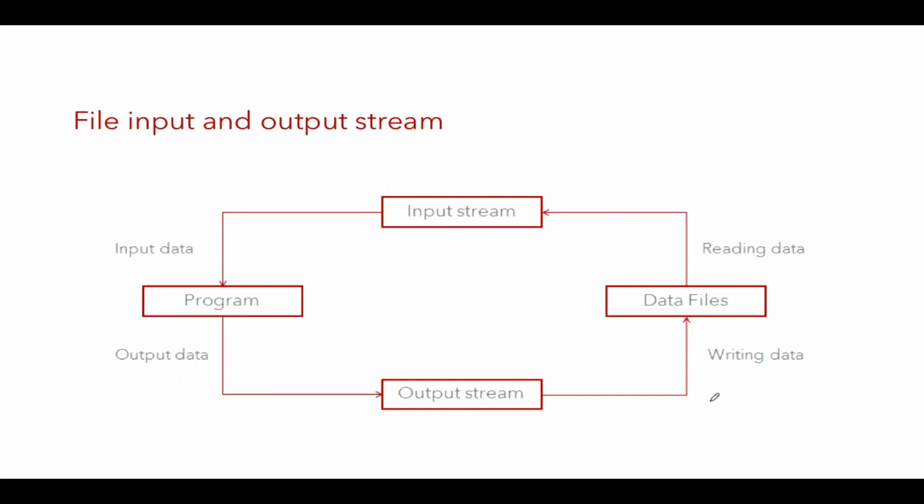Now let us take one more step. We'll understand how file input and output streams help us do this. Your program can output data using an output stream. The output stream can be used to write data to your files. Similarly, data files can be read, and an input stream will be used to provide input to your programs. So this is somehow a circular system, and an input stream and an output stream can be used to process information over here.